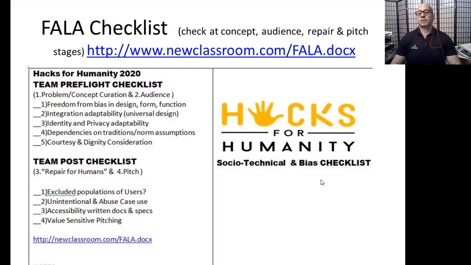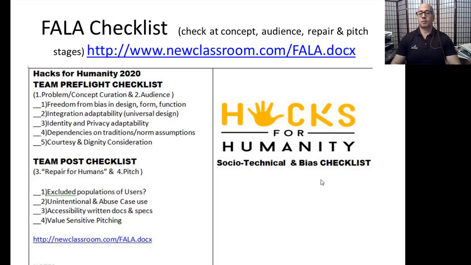Unintentional and abuse cases, and this can be fun because it's a brainstorming session of, well, how can this be used in different ways than you intend? And what you come up with is something that you don't necessarily have to solve, but you have to be able to answer if it comes up in a pitch. What is an abuse of your idea, your design, your concept?